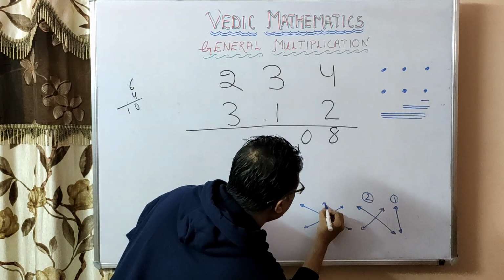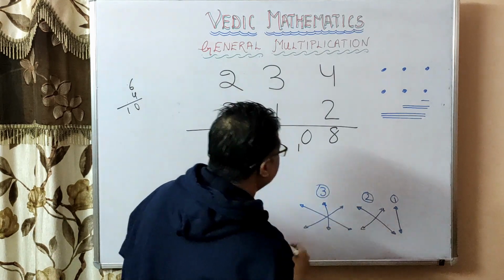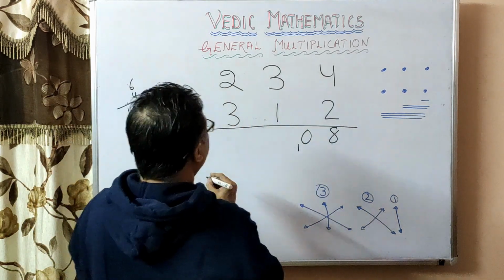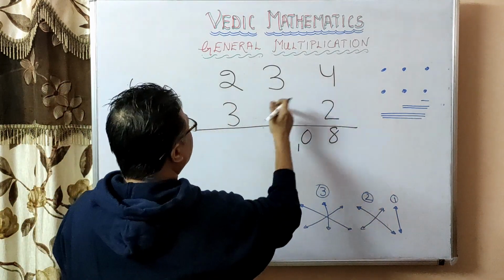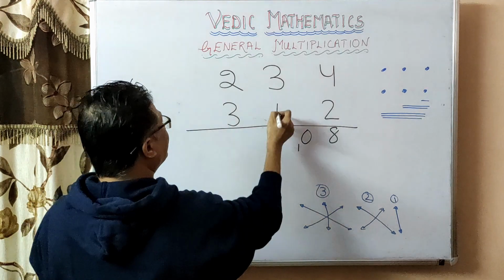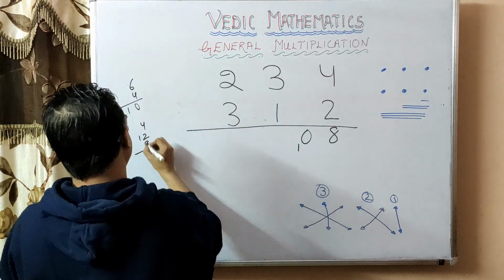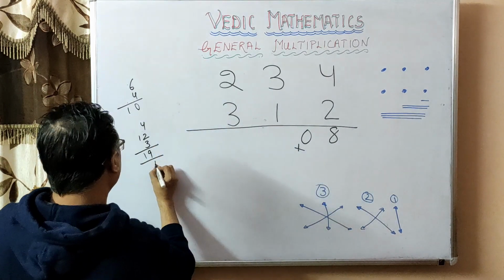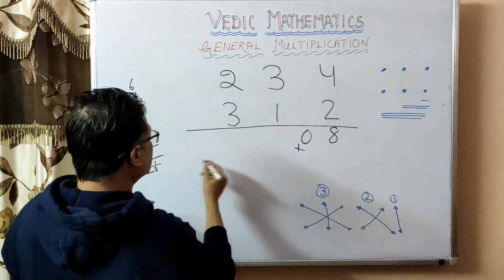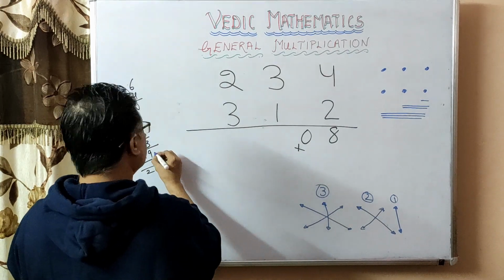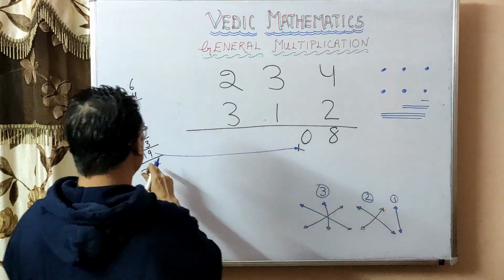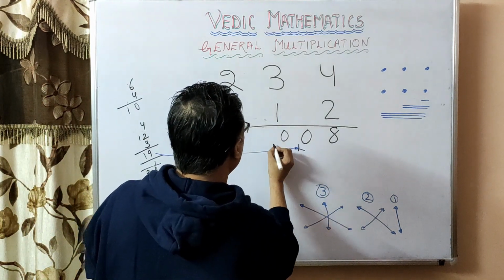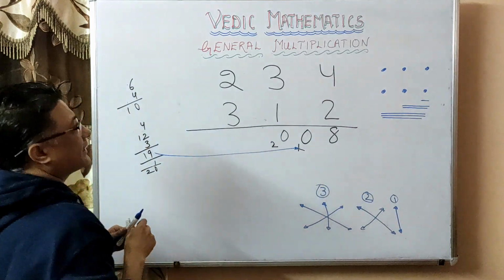So this will be the path for step 3. Now, 2 2s are 4, 4 3s are 12, and 3 1s are 3. So 16 and 3, 19, plus this 1, it will become 20. So we will add this 1 to 19 here. So we get 20. So I'll write 0 and I'll write 2 for carrying forward.